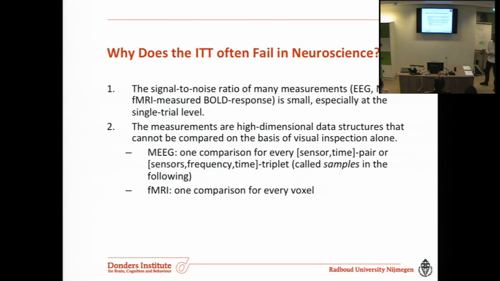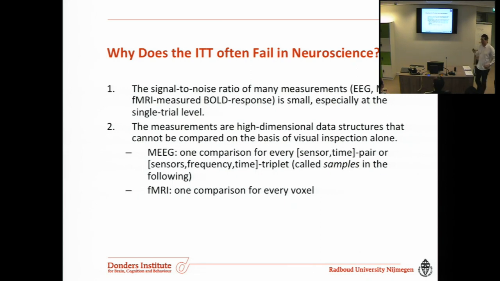Okay. Next question. Why does the interocular traumatic test fail so often in neuroscience? There are two reasons. The first one is that the signal-to-noise ratio of many measurements, and that holds for electrophysiological or BOLD-related measures, is very small, especially at the single trial level. Every one of you has already done an electrophysiology experiment, and if you look at the screen to see your ongoing EEG, and also the markers of the stimuli you present, initially, in my first experiment, I was expecting to see an evoked response in the ongoing data when there is a stimulus presented. No way. You don't see an evoked response. It's the averaging that produces the evoked response. Same holds for fMRI. You need many repetitions of events to see a particular phenomenon.